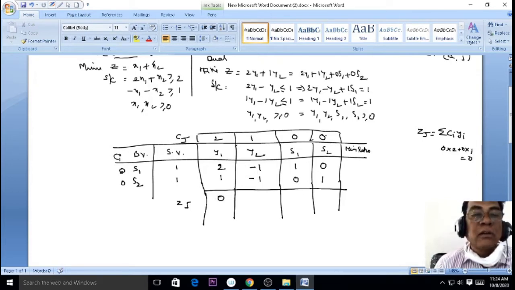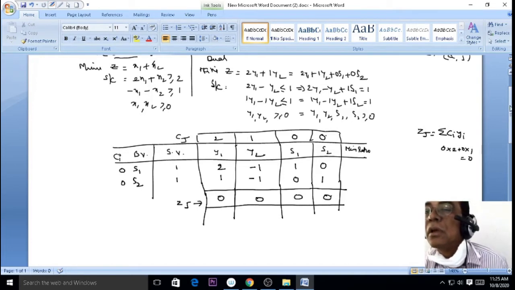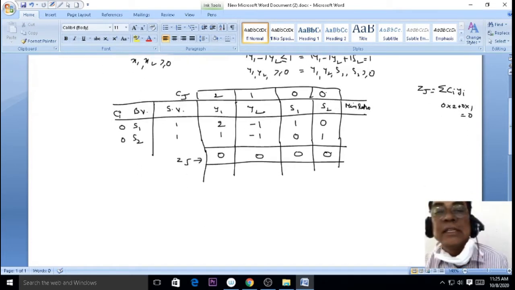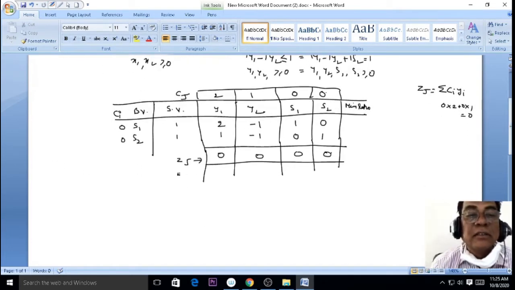Go to the second, the Y2 column value. 0 into minus 1 plus 0 into minus 1 is 0. Go to this: 0 into 1 plus 0 into 0, same 0. Once Zj is over, next please draw this horizontal line. Next, what is the next procedure? Cj minus Zj.